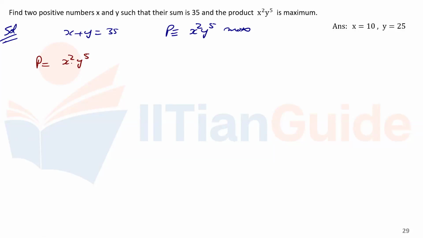Okay, I need a single variable. I can write y in terms of x or x in terms of y, anything can be done. So anyway, I can write x to be y minus 35, so (y minus 35) whole square multiplied by y power 5. Now calculate dP by dy. Don't open the bracket, just apply the product formula, that will be better. Calculate dP by dy, make it 0, and you will get the value of y. When you get the value of y, you can get the value of x also. All of you please complete it. Do it quickly.